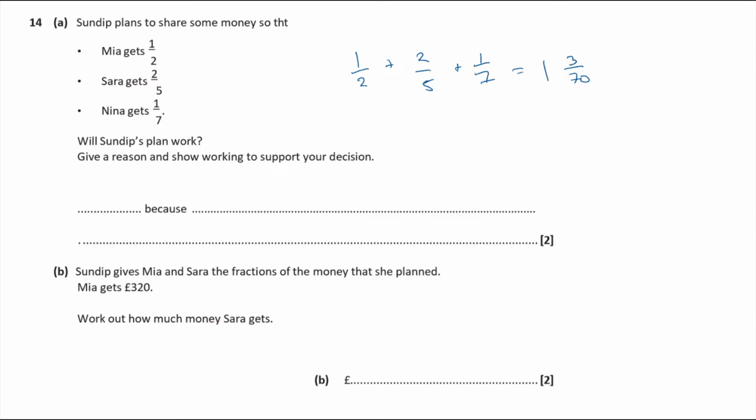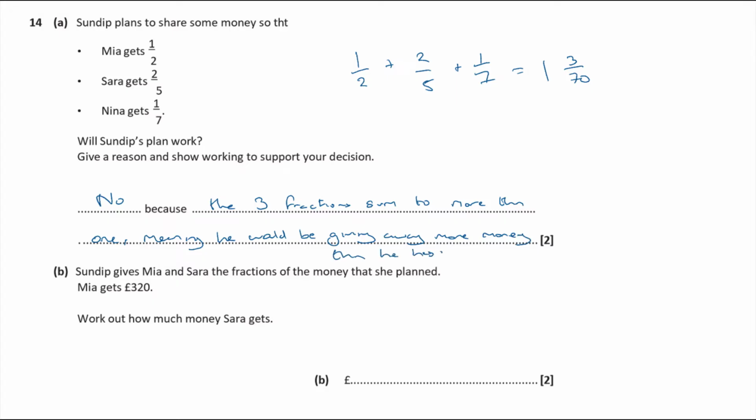So I'm going to say, will Sundip's plan work? No, because the 3 fractions sum to more than 1, meaning he would be giving away more money than he has. Okay, that's probably longer than I need. But anyway, Sundip gives Mia and Sarah the fractions of the money that she planned.